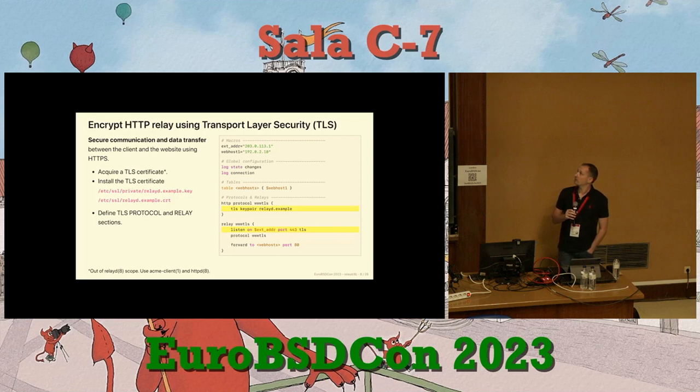As for now, we've been using only HTTP. So what happens if you want to activate TLS? The idea is that you activate the TLS on the relay side and these backend servers can still be using HTTP if that's okay for you.